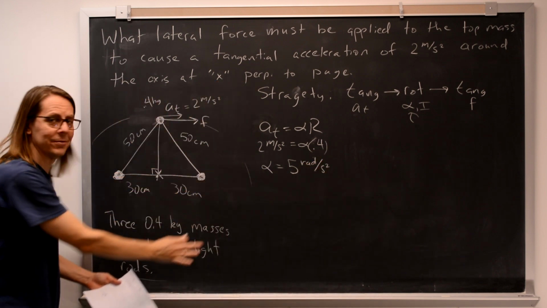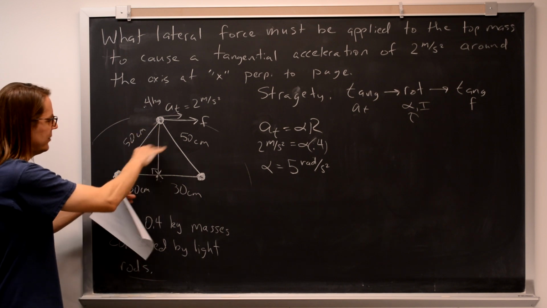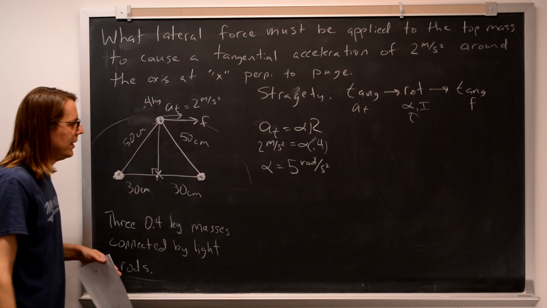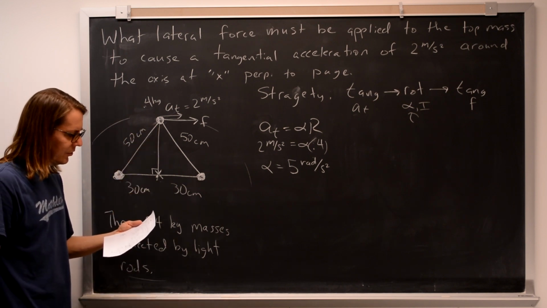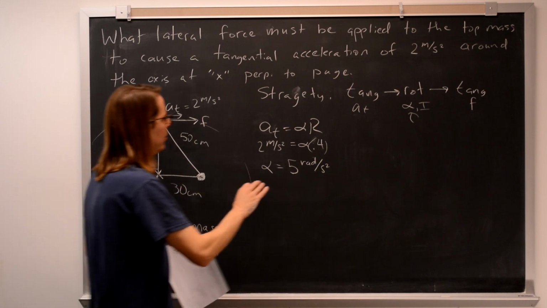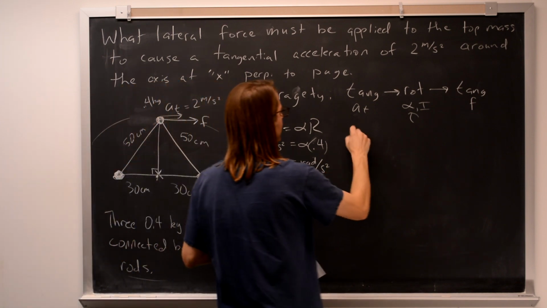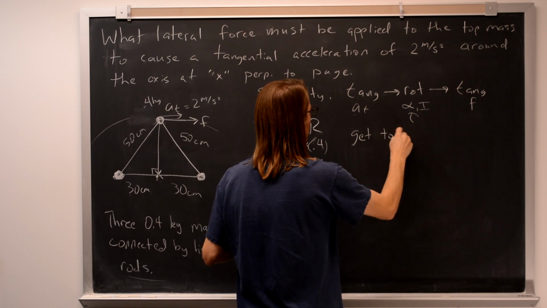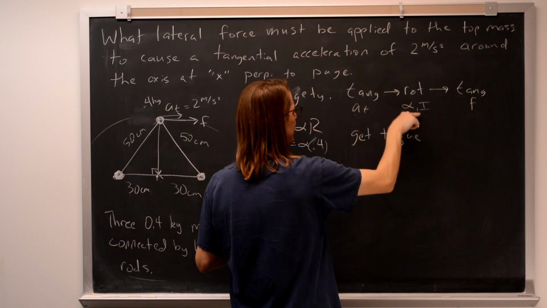That's the whole thing. All 3 masses, the little sticks hold them together, the whole thing is going around at 5 radians per second squared. So now we have alpha. Now let's get the torque. Okay, that's the next step.